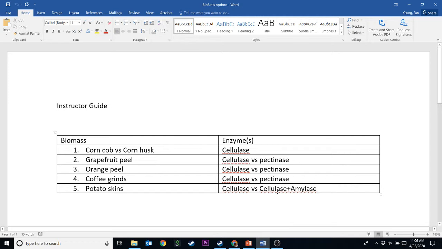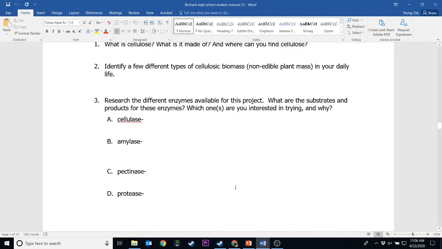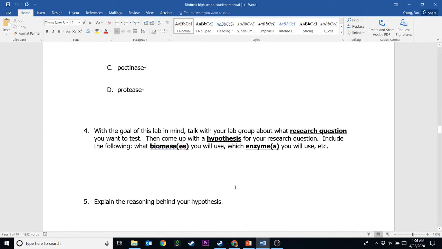Okay, so after these 3 questions, you want to do some research on these options. See which one will make the most sense to you, that will make the most alcohol. Okay, and then after you pick your option, what you're going to do is you're going to start with question 4.